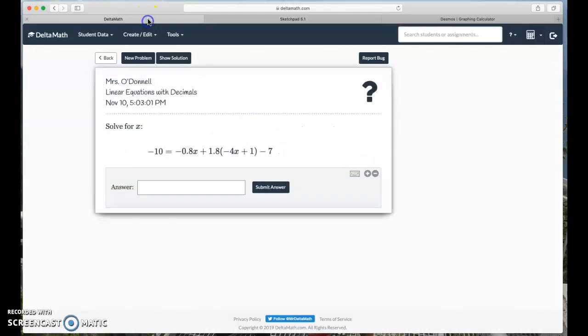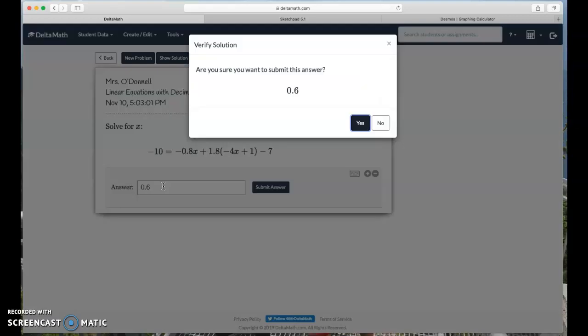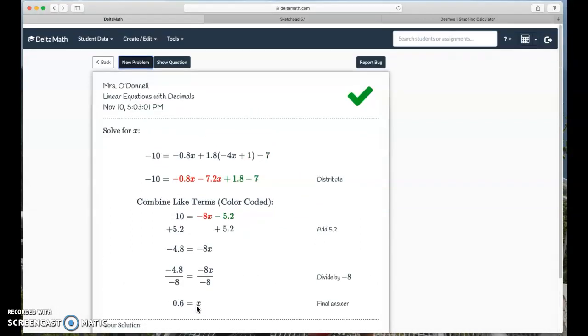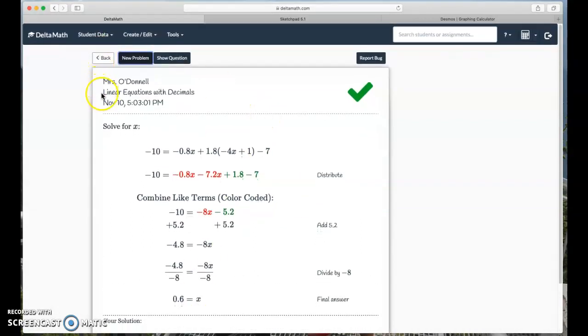We can hop back over to Delta Math, type in our 0.6, hit enter, and it shows us, again, the same steps. It shows us distribute, combine like terms, add, divide, and get your final answer. And that wraps us up for linear equations with decimals.